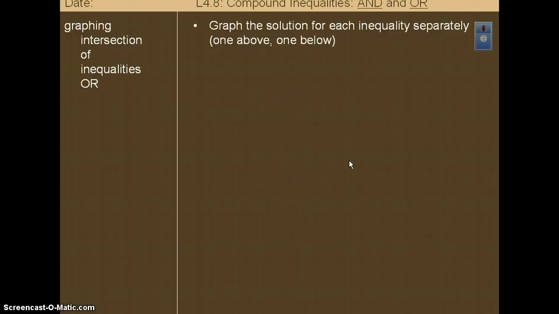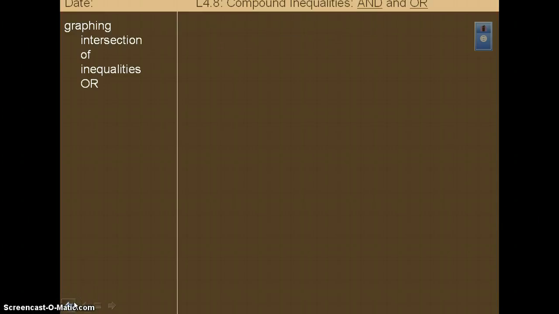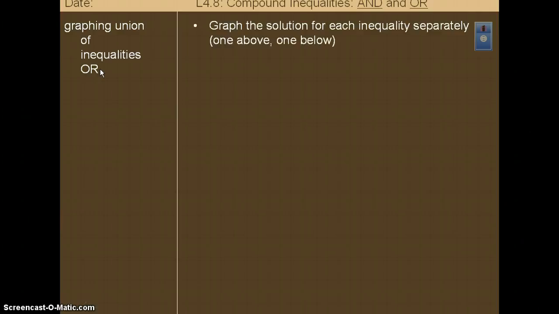So when we take a look at a number line, we start out really similarly. If we want to graph the, this should say union, not intersection. Let's go ahead and switch that. There we go, graphing the union of inequalities, which again is our keyword or, because it could be one or the other. We would start out by, again, graphing the solution for each inequality separately. Since our final solution will go on the number line, we'll graph one of them above the number line and one of them below, and then join the two separate graphs and put them as one.